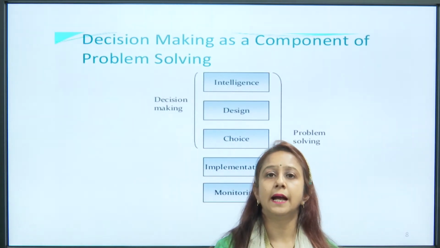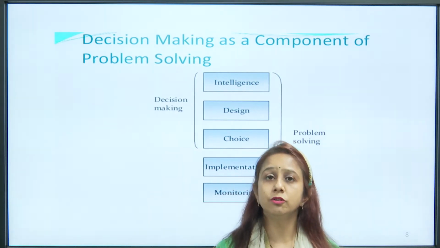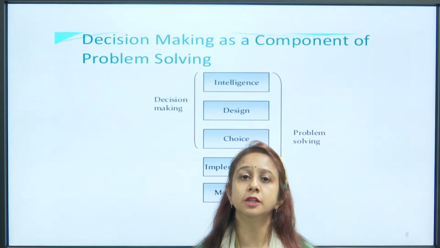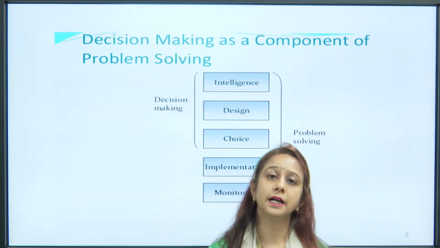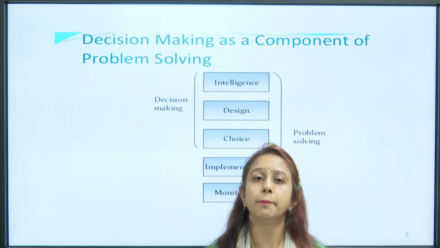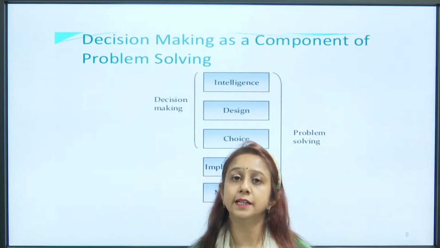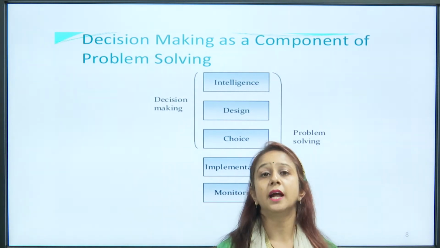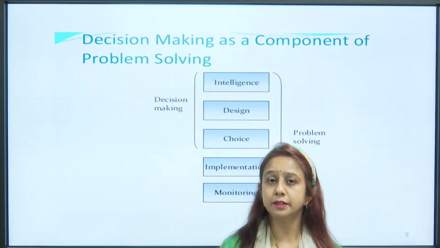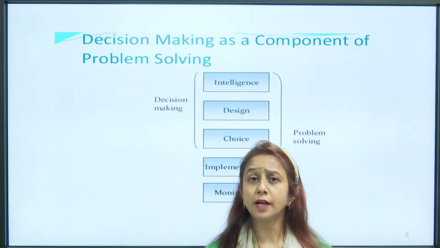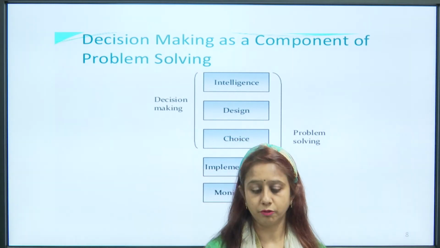Now, decision making as a component of problem solving. When we talk about a decision support system, we need to understand that this is a system through which the problem of a particular job, or the criteria for a particular job that the employee or applicant needs to meet, is judged. So, it will judge the employee on the basis of intelligence, design, choice, implementation and monitoring. Some factors are attached with these elements, and then these factors are judged, compared and assessed for that particular person.